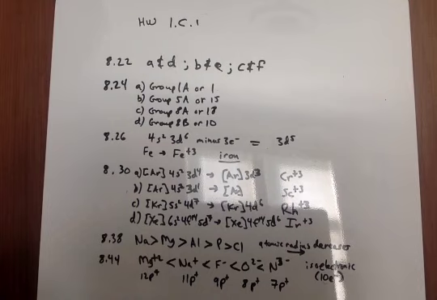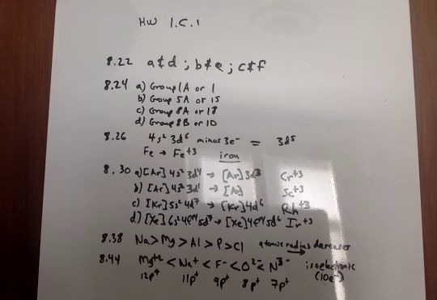Number 24: specify the group of the periodic table in which each of the elements is found. Now, there's actually two ways of numbering the groups on the periodic table. There's the A and B grouping method, and then there's the 1 through 18 grouping method. So I actually have the answers for both ways. The first one is neon 3s1. So that would be an alkali metal, so that would be group 1A, or also known as group 1.